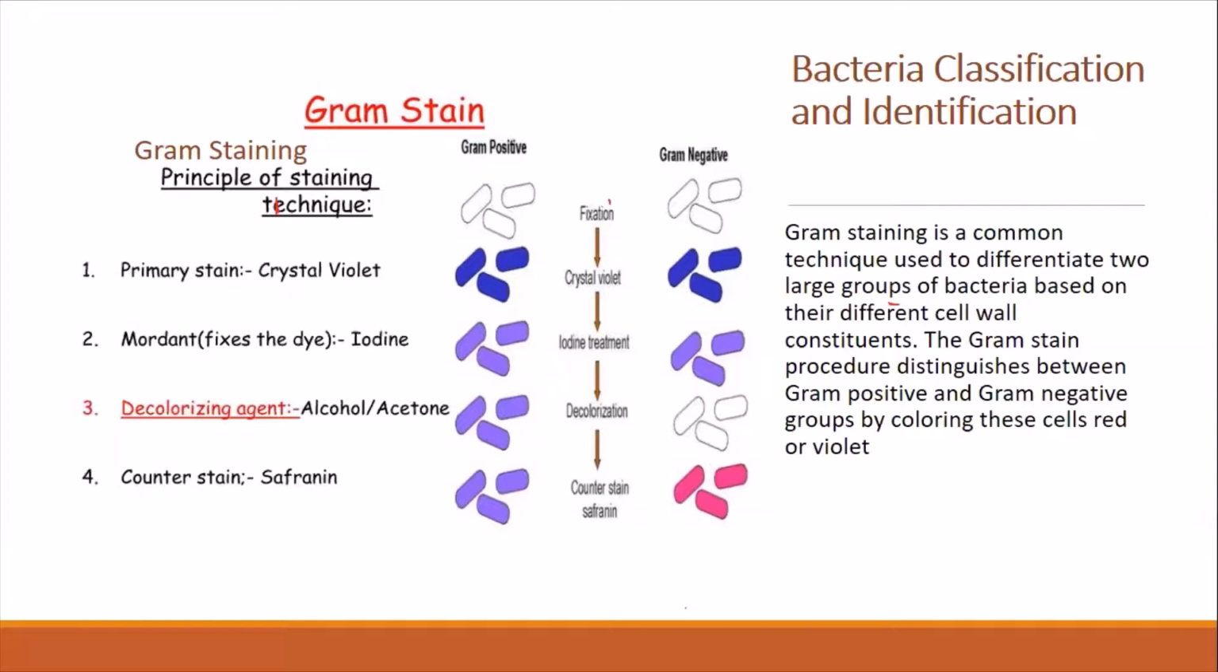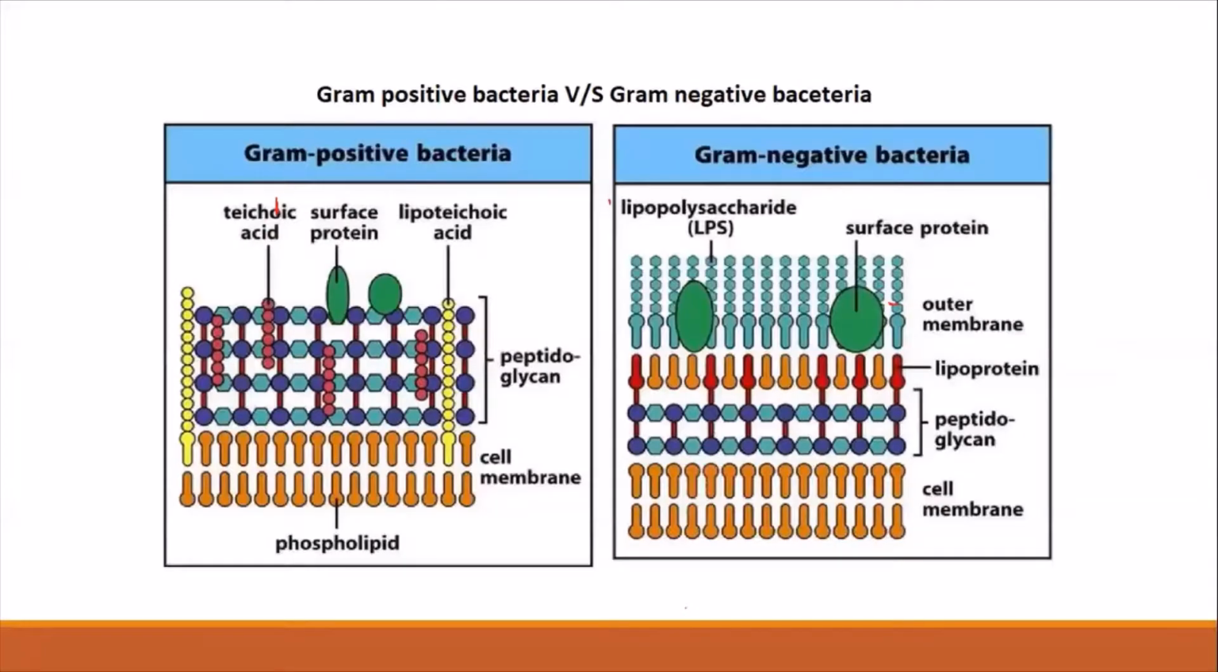The gram stain procedure distinguishes the gram positive from the gram negative by coloring these cells red or violet. So gram negatives at the end of the experiment will show as a red or pinkish color, and the gram positives will show as purple. As I was saying before, the gram positives, as you're seeing right here, have a thicker peptidoglycan layer, so that's how they're able to hold the crystal violet dye, and the gram negative have a smaller peptidoglycan layer.